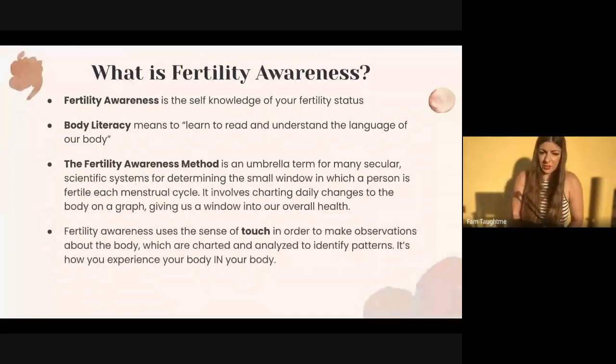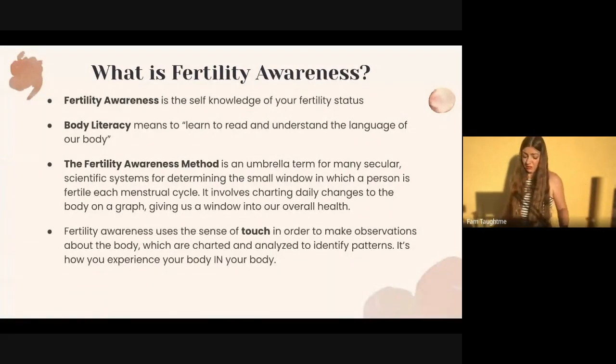So the fertility awareness method is more of a methodology. It's an umbrella term for many secular scientific systems for determining the small window in which a person is fertile each menstrual cycle. And that involves daily charting. So looking at the changes to the body, putting that information on a graph, and then that gives us a window into our fertility, our ovulation, our overall health and hormones. Fertility awareness uses the sense of touch in order to make observations about the body. It actually involves a lot of touching and actually being activated with your hands and sensation. So it's really taking those observations and then translating them by putting them on the chart and analyzing and identifying certain patterns. So it's how you experience your body in your body.